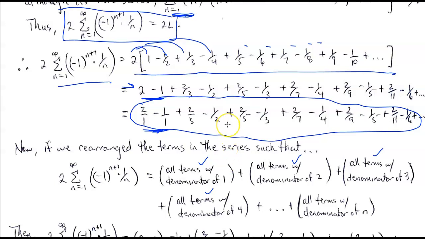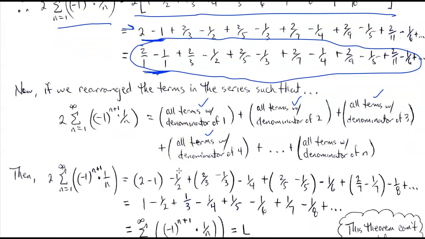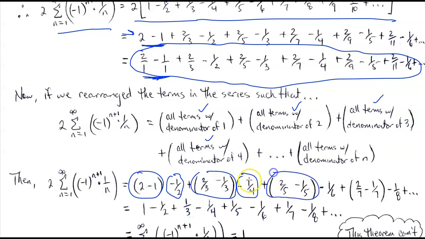Okay. So that would make perfect sense for me to want to do if I'm trying to figure out what this particular series is going to converge upon if I was trying to do it by brute force. If I do that, then this is what it'll end up looking like. This is going to be terms that have a denominator of 1, a denominator of 2, a denominator of 3, a denominator of 4, a denominator of 5, and so on and so forth.